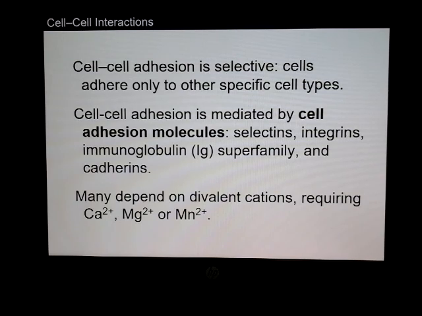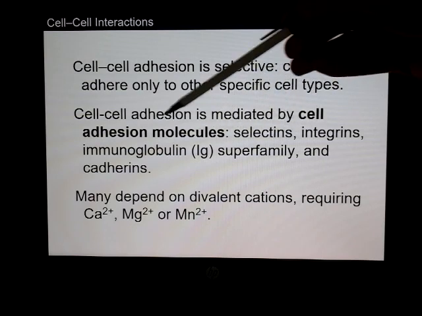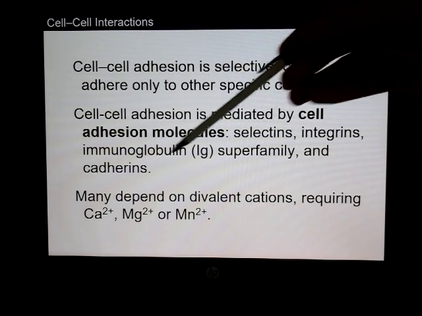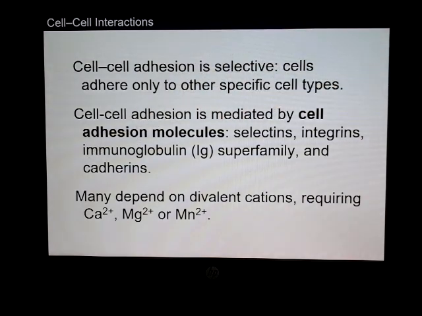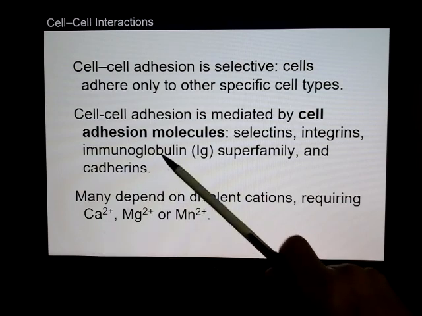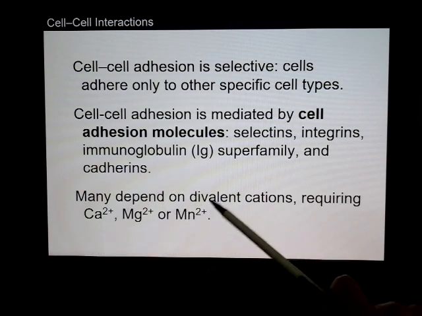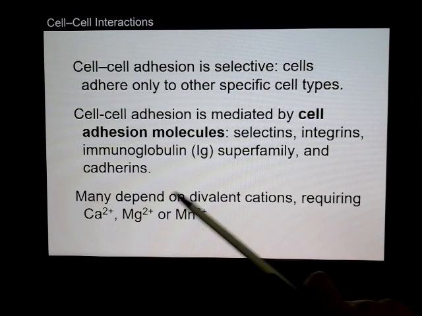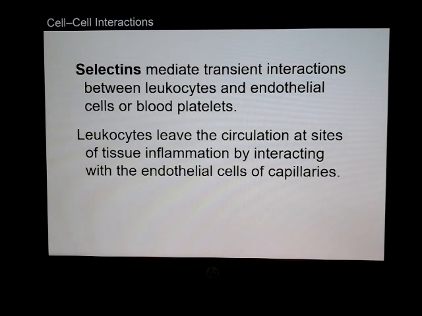So cell-to-cell adhesion is mediated by cell adhesion molecules. These will include selectins, integrins, different types of immunoglobulins, and cadherins. Now, the important thing, guys, is that a lot of these interactions with the adhesions require divalent cations such as calcium, magnesium, or manganese. Now, selectins will mediate what's known as transient interactions between leukocytes and endothelial cells, or platelets.